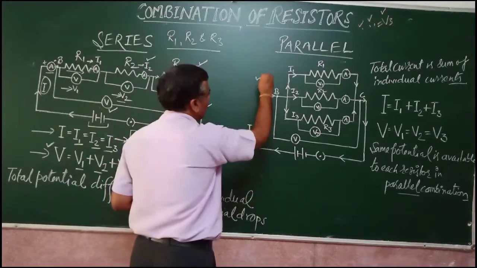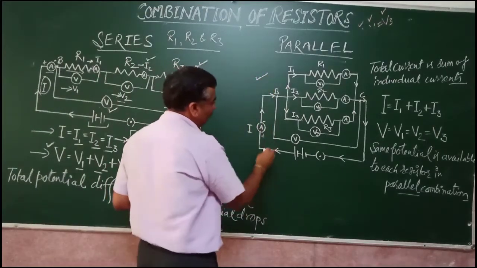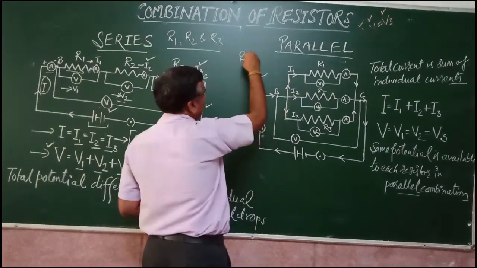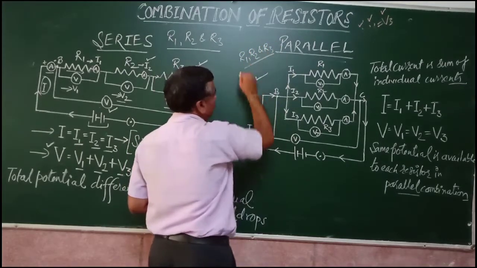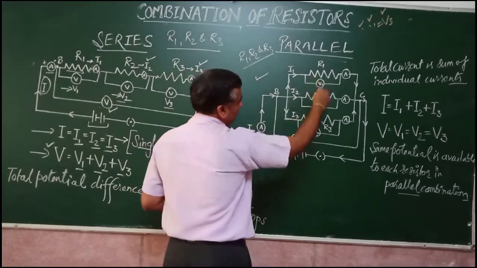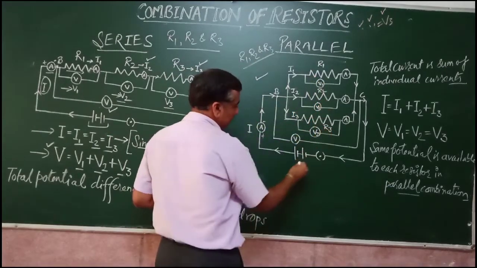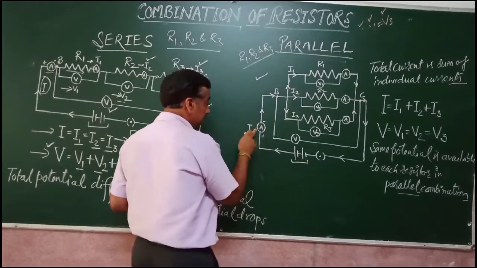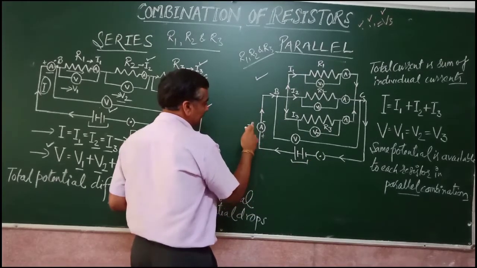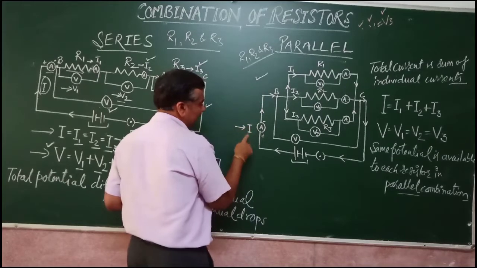Now let us come to the parallel combination. Now in parallel combination, once again we have taken three resistors, R1, R2 and R3. This is R1, this is R2 and this is R3. This is once again a battery pack, and this is the ammeter which is measuring the current, and the value of current is I, suppose.